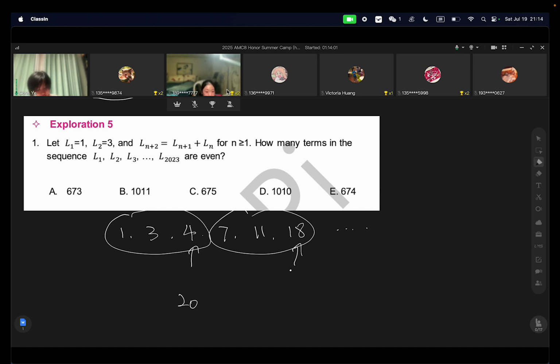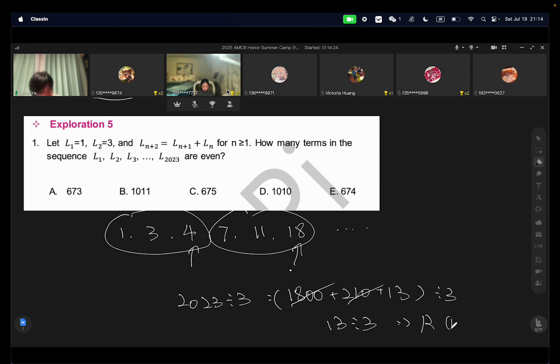So what we have to do is basically 2023 divided by 3, which is 1800 plus 210 plus 13, divided by 3. We can see that the first parts are divisible by 3, and 13 divided by 3 leaves a remainder of 1. So we have 600 plus 70 plus 4 equals 674. We can just ignore the remainder, and our answer is going to be 674. Are there any questions?